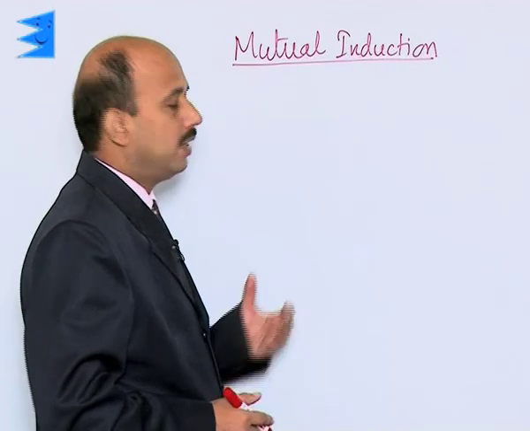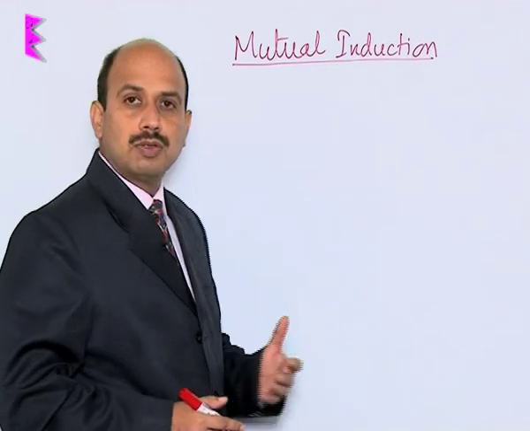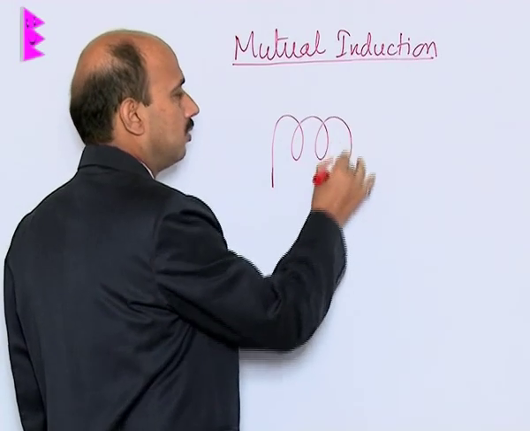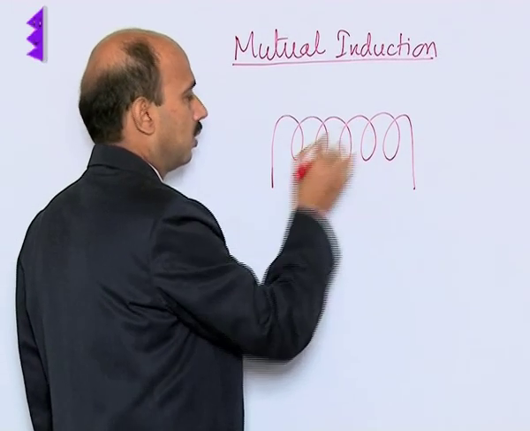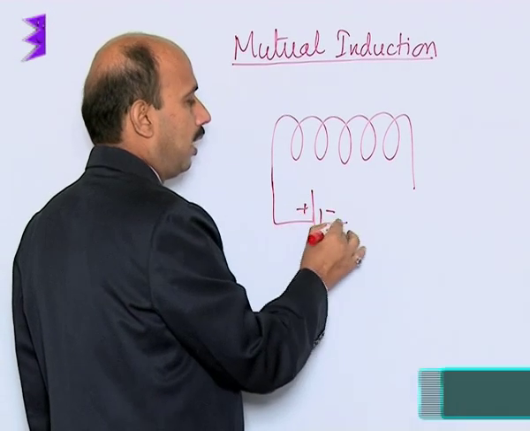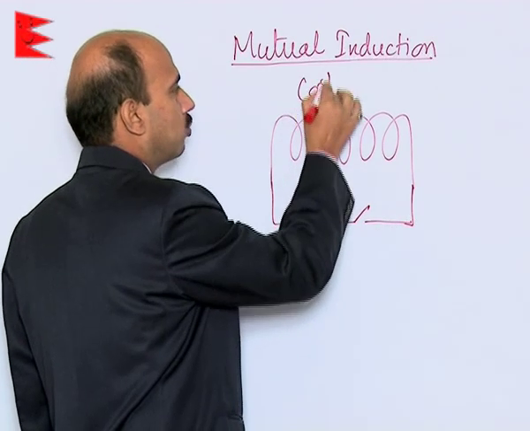Now, we have done self induction. The next concept is mutual induction. Suppose you have taken coil 1 like this, which is connected with a cell and there is a key. This we can take as coil 1.